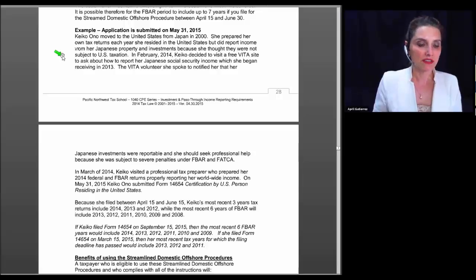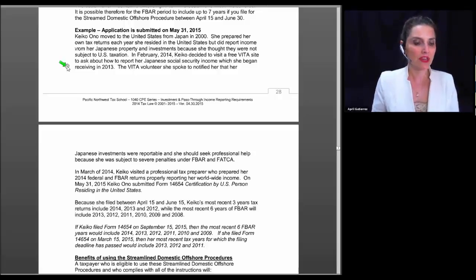Then in February of 2014, Keiko decided to visit a free VITA site to ask about how to report her Japanese Social Security income, which she began receiving in 2013.